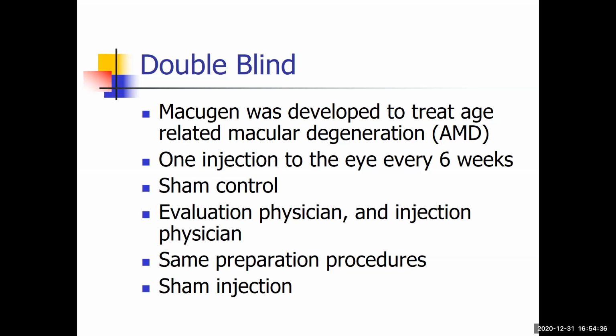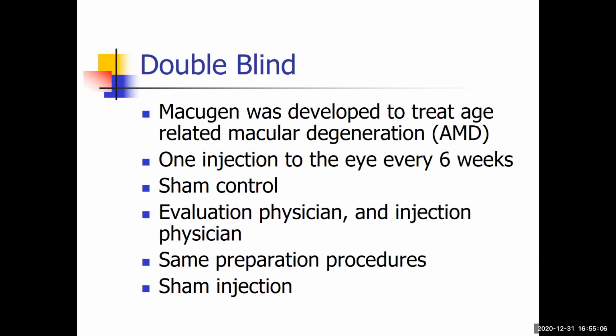So I worked on Macugen. Macugen was developed for age-related macular degeneration. All right. It's one injection to the eye. So we have two eyes. One is the study eye, the other eye is the fellow eye. So the patient will have AMD in one of the eyes, and we have to inject the Macugen into the eye. All right, it's a sham control.